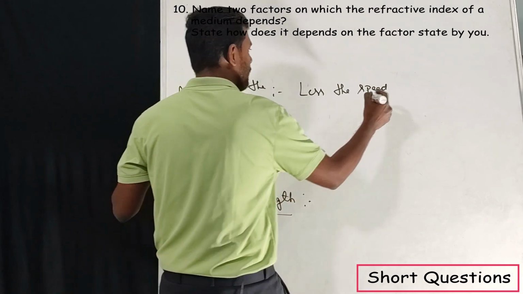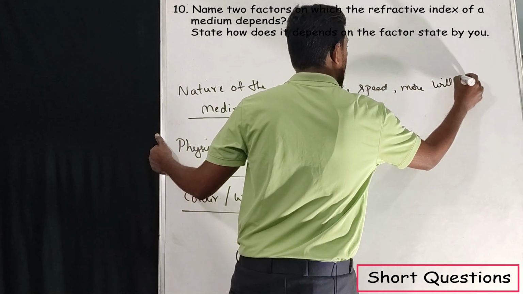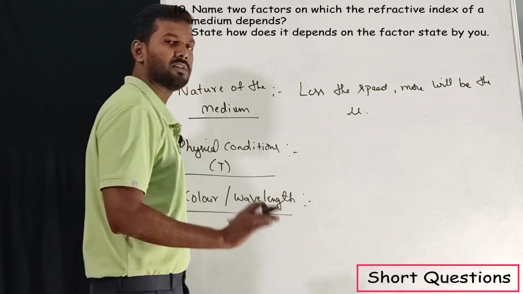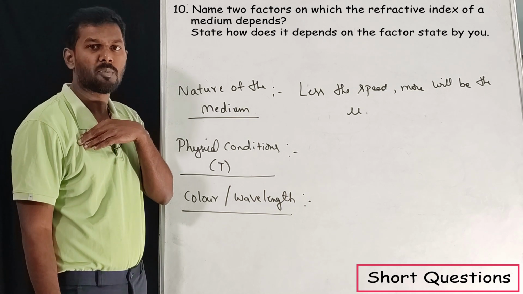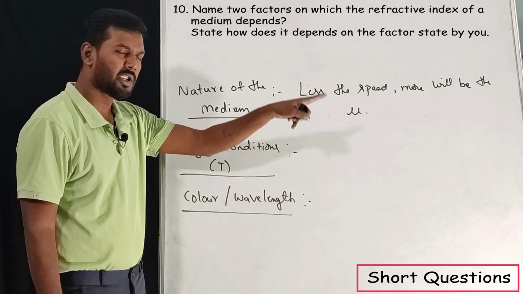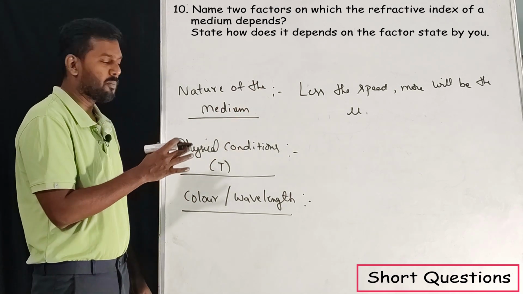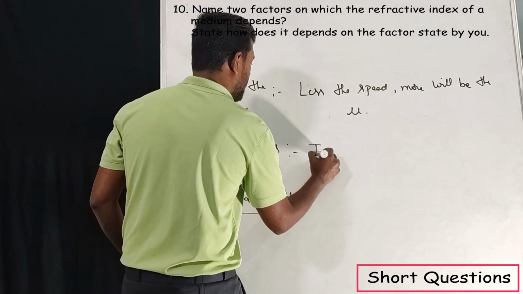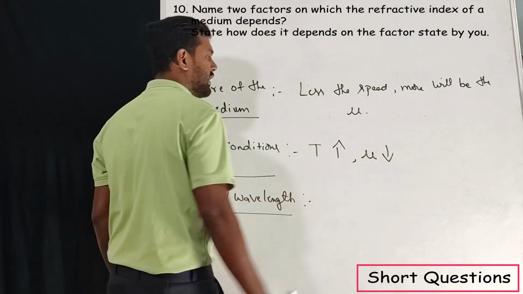The less the speed, more will be the refractive index. That's it. So the nature of the liquid we cannot predict, that completely depends upon what liquid this is. So what we can write: less the speed, more will be the refractive index. Next, physical conditions. Mainly we will talk about temperature. So if temperature increases, refractive index decreases.